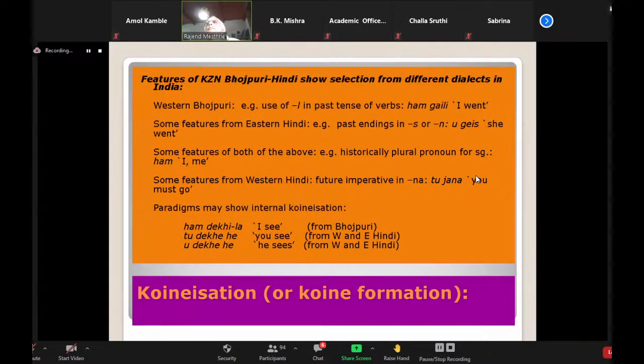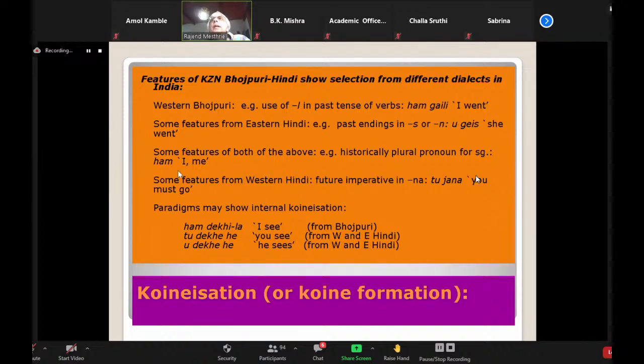And very quickly, to show you this amalgamation of features, accommodation, there are some features that are from Western Bhojpuri. For example, hamgaili is I went. So the li form is very salient in South Africa. But we also have some forms from Eastern Hindi and Awadhi. So she went will be ugais with the s. And they went will be ugain with an n at the end. So all these survive. But there's a consensus, and the second generation formed a new koine, which they stabilized and passed on to the third and fourth generations.